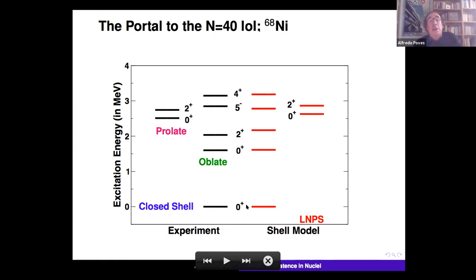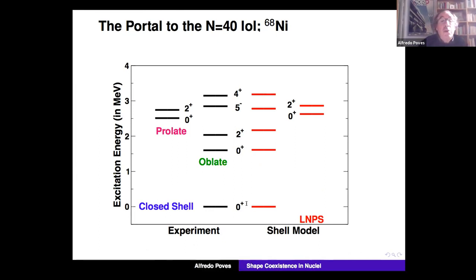So the ground state of nickel 68 will be double magic. Then you have a kind of oblate structure here with the first excited 0+, and a prolate structure here with the lowest 2+ excitation. This is the standard view of nickel 68, and I call that the portal to the island of inversion, because this prolate structure, when you remove particles, protons in this case, from nickel 68, will go down in energy and become the ground state.